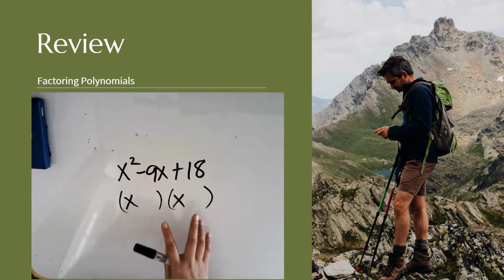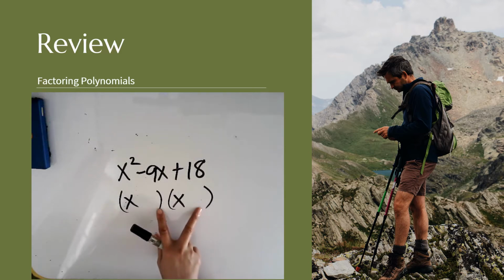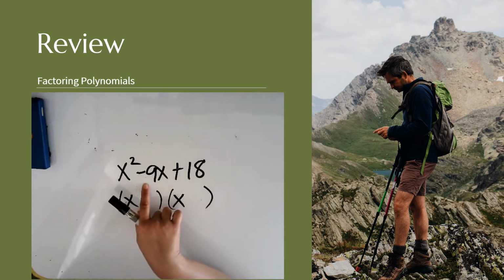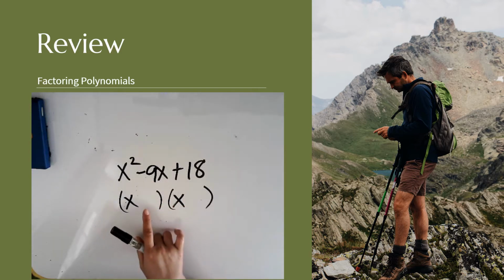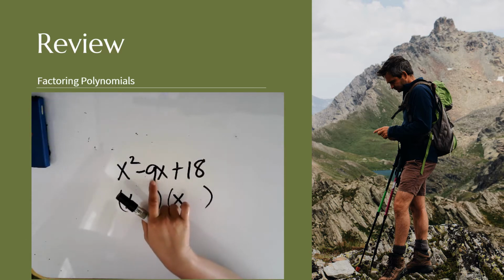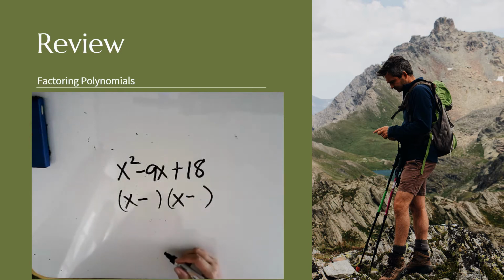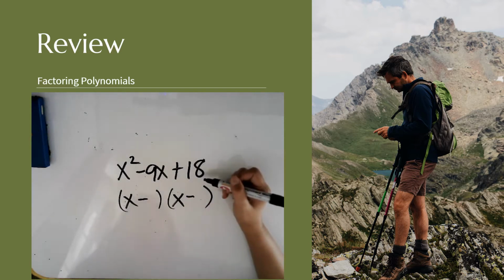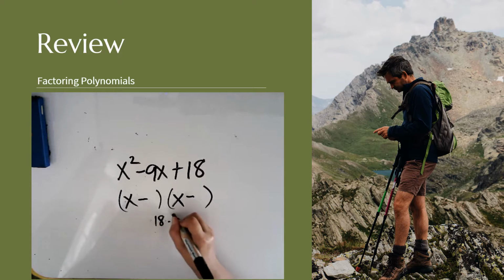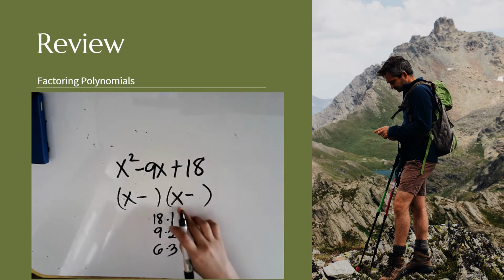Now, is it two positives or two negatives? Looking at the second term here, it is negative. So, when we write two positives, it's impossible to obtain a negative middle term. Meaning, it should be both negative. So, what are the factors of 18? We have 18 times 1, 9 times 2, and 6 times 3. These are the factors of 18.